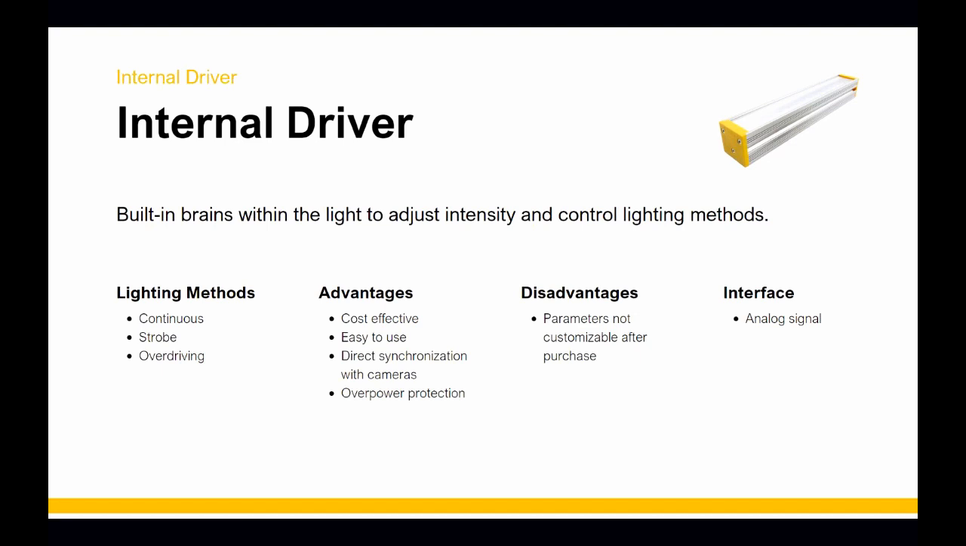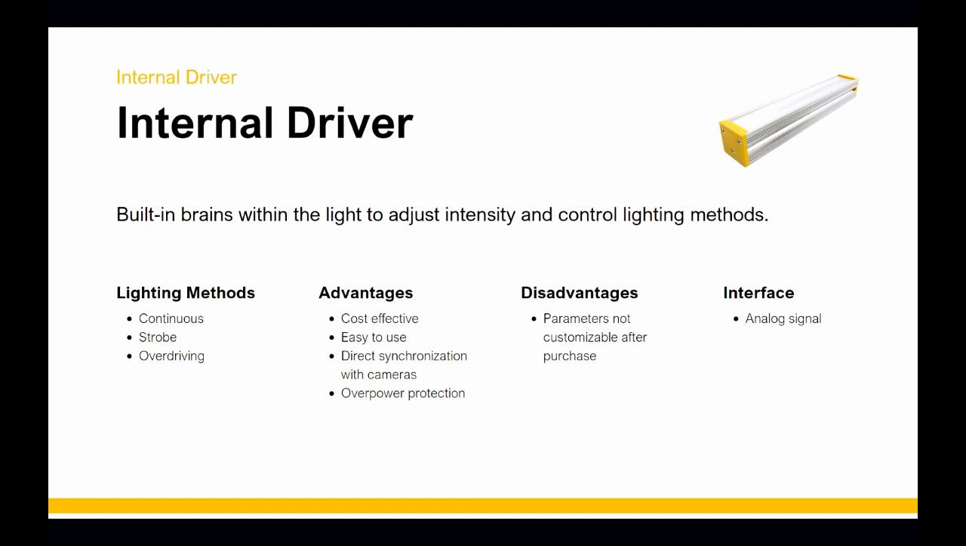Disadvantages of this is the parameters are not customizable after purchase. So if you need your FE-Lux light to be a little bit brighter for a little bit shorter, you can call them ahead of time and request those parameters and purchase a light that's specifically for you. But if you just purchase an off-the-shelf light, you cannot make any changes after the fact.